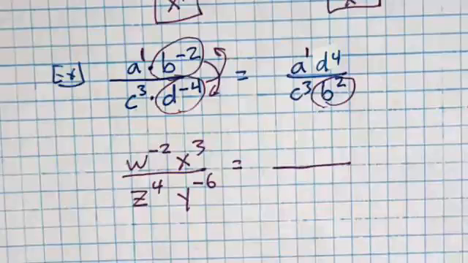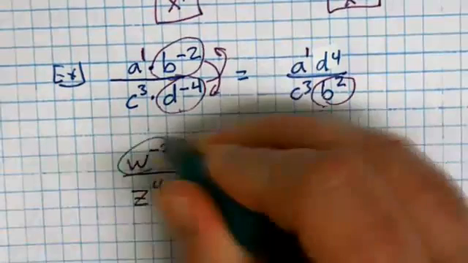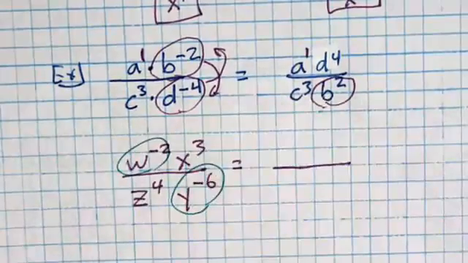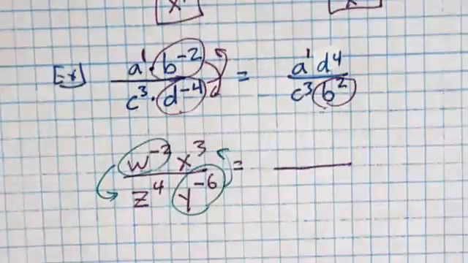All right, there's two things in this problem that are going to move. What are the two variables that are going to move? The W and the Y are going to move because they have negative exponents. So those are going to move to the other side of the fraction. The X and the Z's are going to stay.